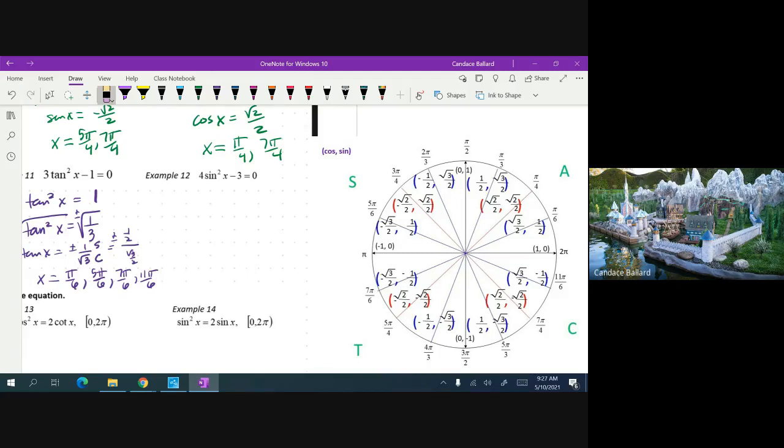Interesting pattern. Okay, let's try example 12. Okay, so let's see. We'll use something else. We'll use blue. All right, so I'm going to add the 3. So 4 sine squared x equals 3. I'm going to divide by 4 over 4, and then we're going to square root both sides. When I square root again, you just told me I have to put a plus minus out front. So it equals plus or minus square root of 3.